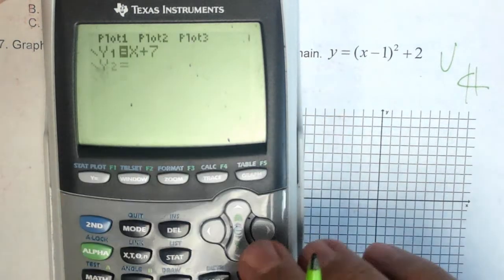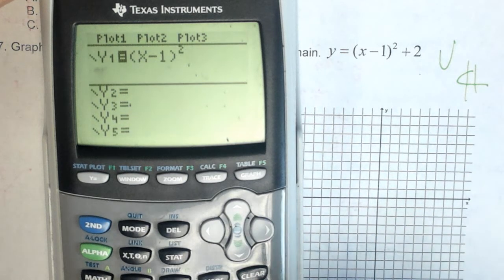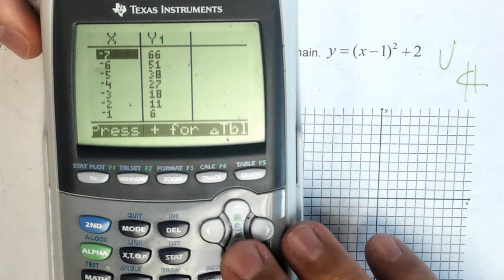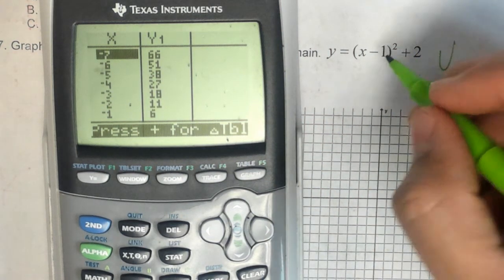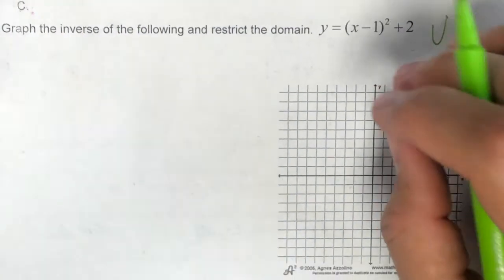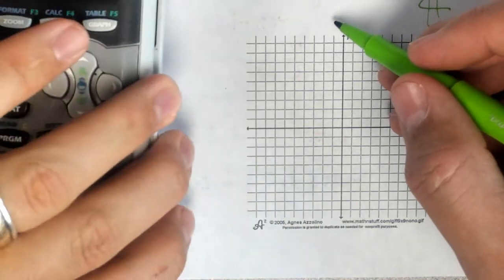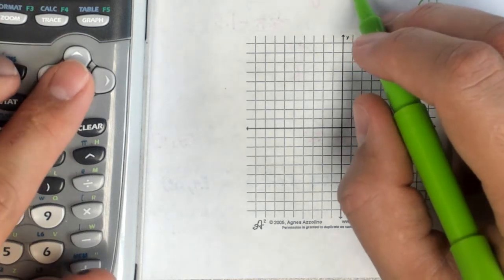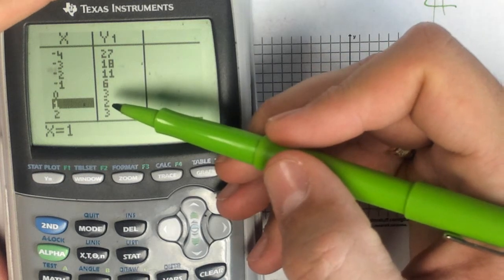So in the calculator, y equals, clear it, (x minus 1) squared plus 2. And let's go to the table. I'm going to sketch a basic idea of where this graph is, and then we'll switch the domains. At 1, something happens here. This is shifted to the right one. At 1, we get the vertex. So let's graph that vertex.